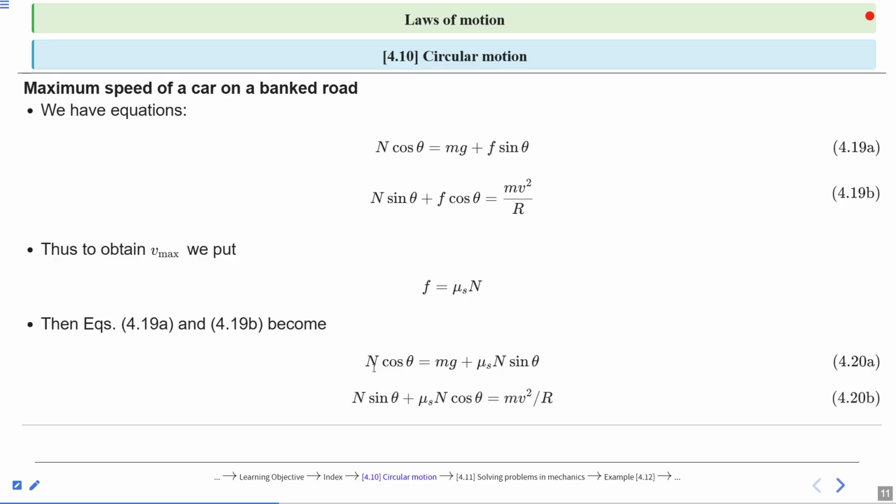And the second equation becomes, when we substitute f equal to mu s N, N sin theta plus mu s N cos theta, which is equal to mv square by r, where mv square by r is the centripetal force. So now using these two equations 4.20a and 4.20b, we will solve for the maximum speed of a car on a banked road.